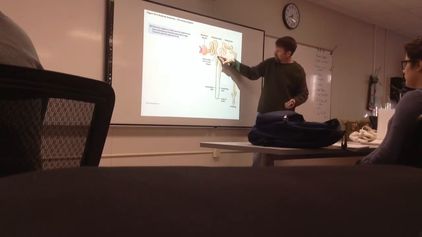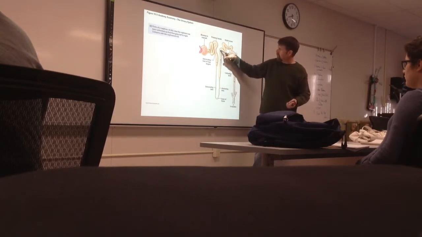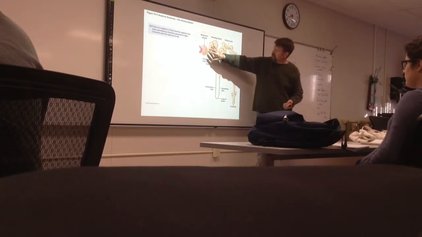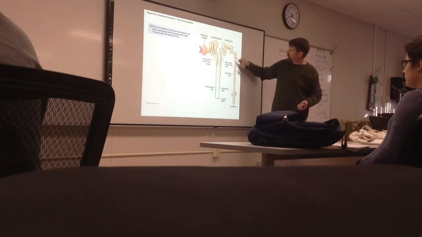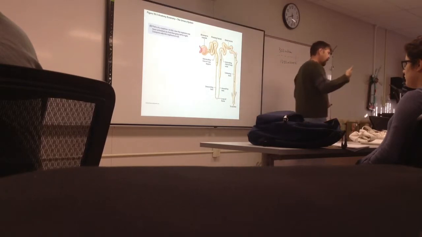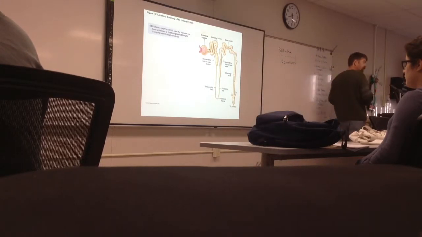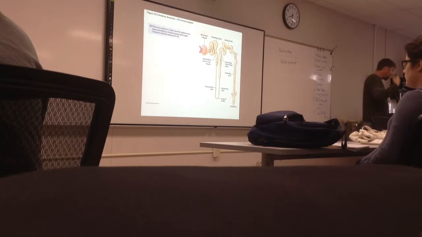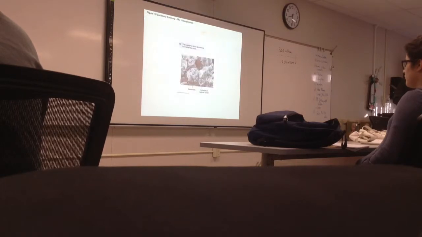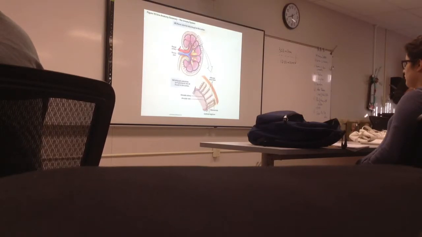Filtrate runs through the convoluted tubule, down the descending limb, up the ascending limb, through the distal convoluted tubule. By the time we get right here, it's urine. Okay, so we start with filtrate here. By the time we get right here, we have urine. So what has the nephron done? It's modified the volume and the composition of the filtrate. And by doing so, we regulate extracellular fluid volume and composition. You guys know there's a rich blood supply to the kidney.